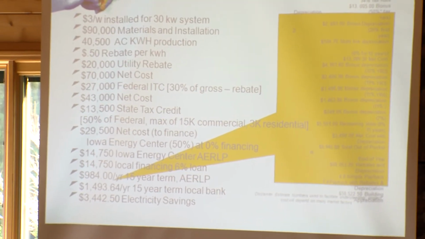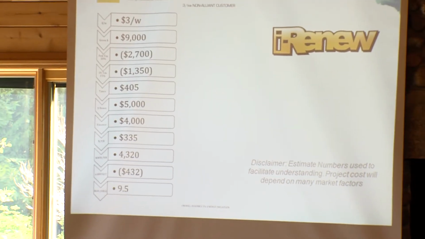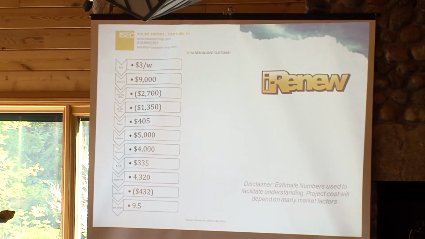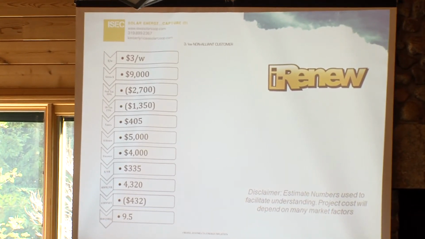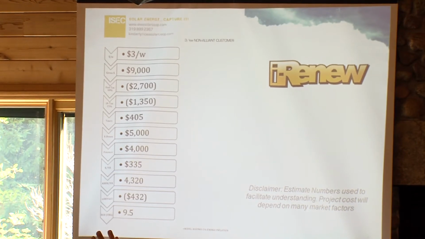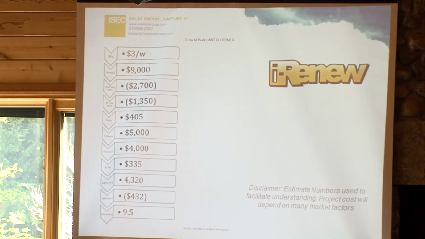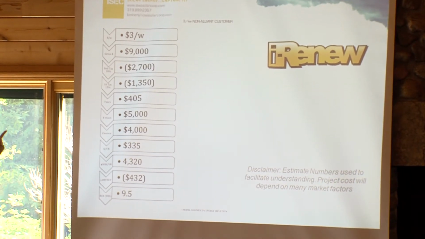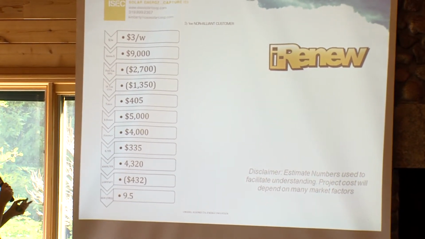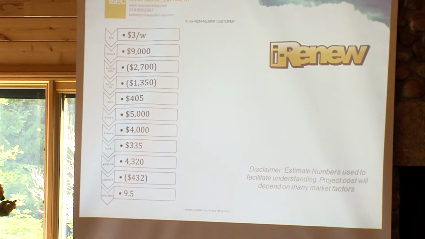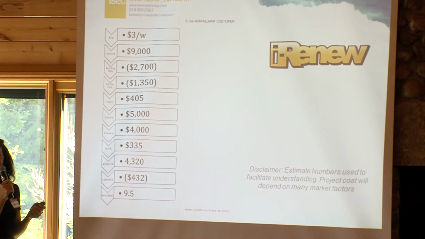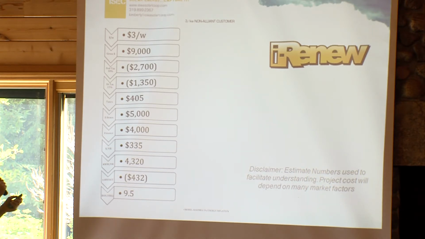Now, I have a couple of samples here where, let's say, non-Alliant customer. How many people in the room are non-Alliant customers? Okay. Well, regardless, Alliant's program is going to go away. So this will apply to you, even if you are an Alliant customer after December 31st. $3 per watt installed, $9,000 system. Your federal tax incentive at 30%, you get to claim $2,700. Your state tax incentive, you get to claim $1,350.